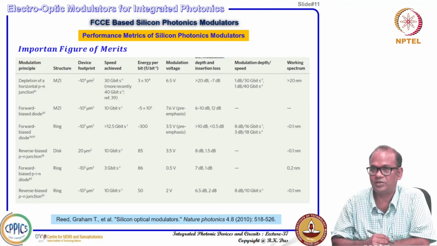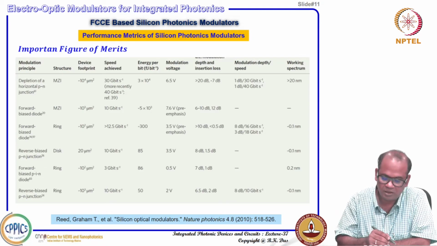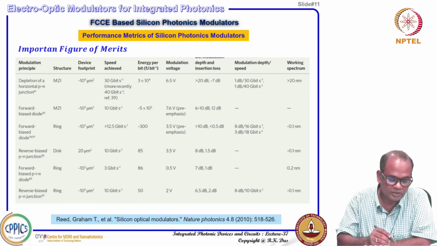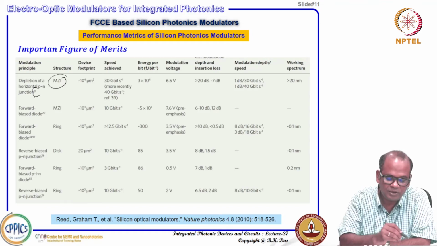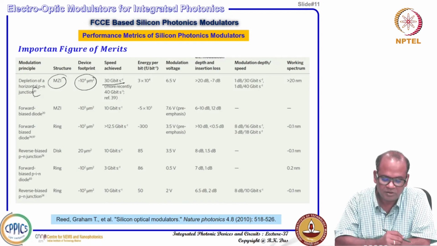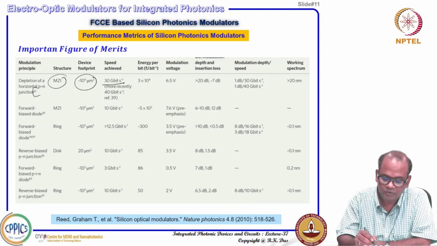Now during the last 10-11 years it has progressed a lot, and many advanced papers are there. You can find some of the figures of merit demonstrated by different groups. For example, depletion type, with references given in this paper: depletion of a horizontal p-n junction, Mach-Zehnder interferometer structure, footprint 10 to the power 4 micrometer square, speed achieved 30 gigabit per second, energy per bit 3 into 10 to the power 4 femtojoule.